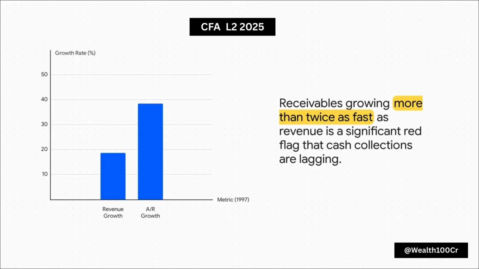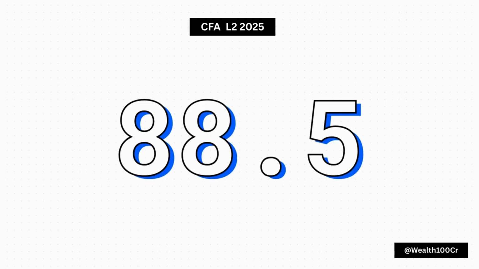But then you look at the second bar. Their accounts receivable grew by over 38%, more than double the rate of sales. As soon as you see a gap like that, alarm bells should be screaming in your head. What's going on here? What's going on is that they were getting way slower at collecting cash from their sales. Their days sales outstanding, or DSO, shot up to over 88 days. They were booking all this revenue, but the cash just wasn't coming in the door. And that is a massive classic red flag for low-quality earnings.